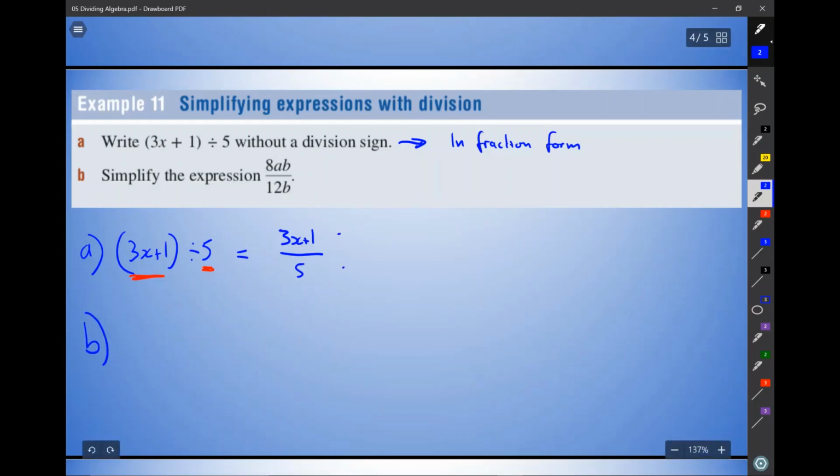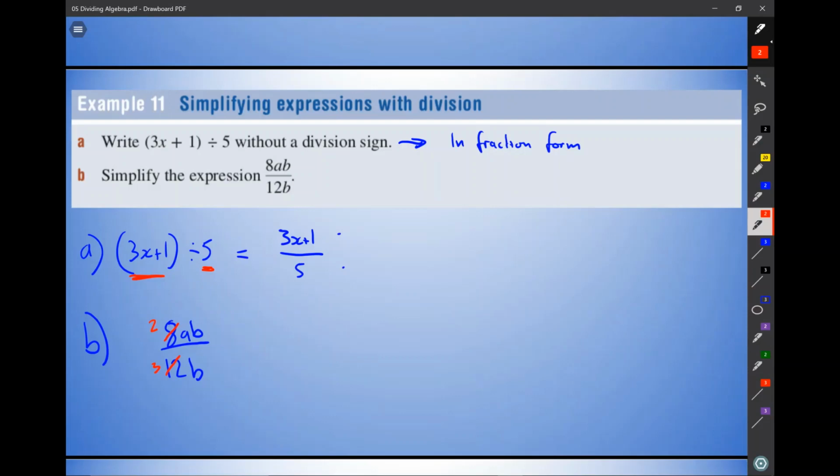But if we look at this second example, there are actually some things that are common on the top and the bottom. 8ab divided by 12b. Dealing with the numbers first, we're looking for something that we can divide 8 and 12 by and get a whole number answer. You could use 2, but we want to use the biggest number we possibly can, which in this case is 4. 4 divides into 8 twice, and into 12 three times.